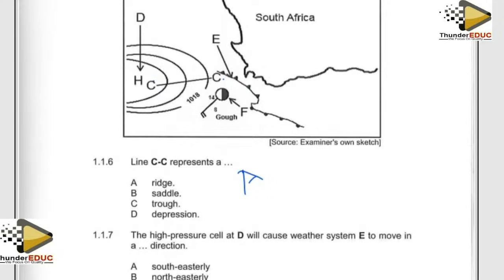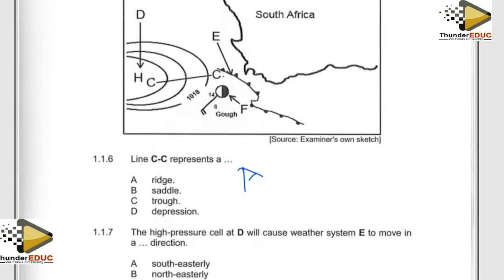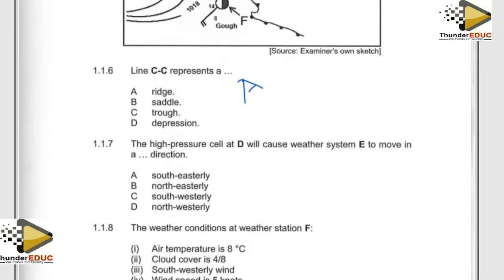1.1.7, the high pressure cell D will cause weather system E to move in that direction. Which direction is that? So that 1.7, obviously the answer is B. Okay. So here we say D. So the weather condition at station F is here. What is the weather condition?